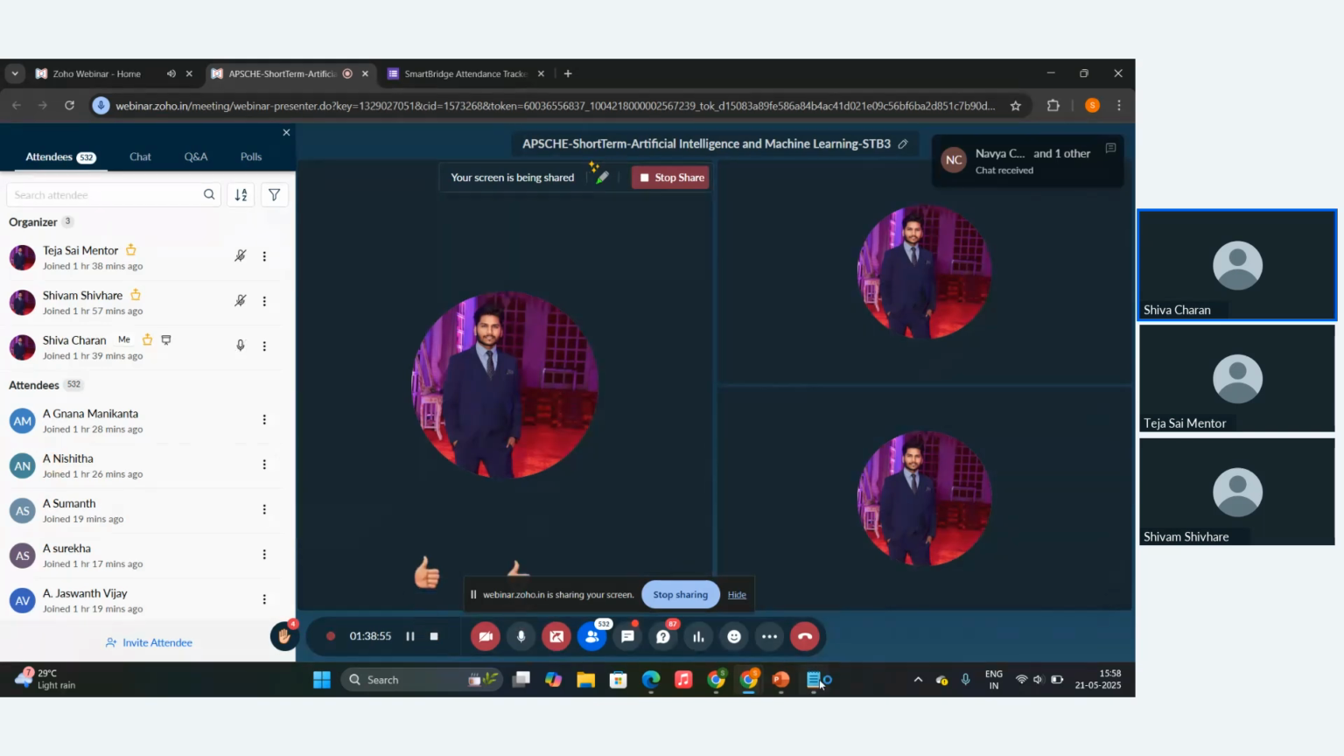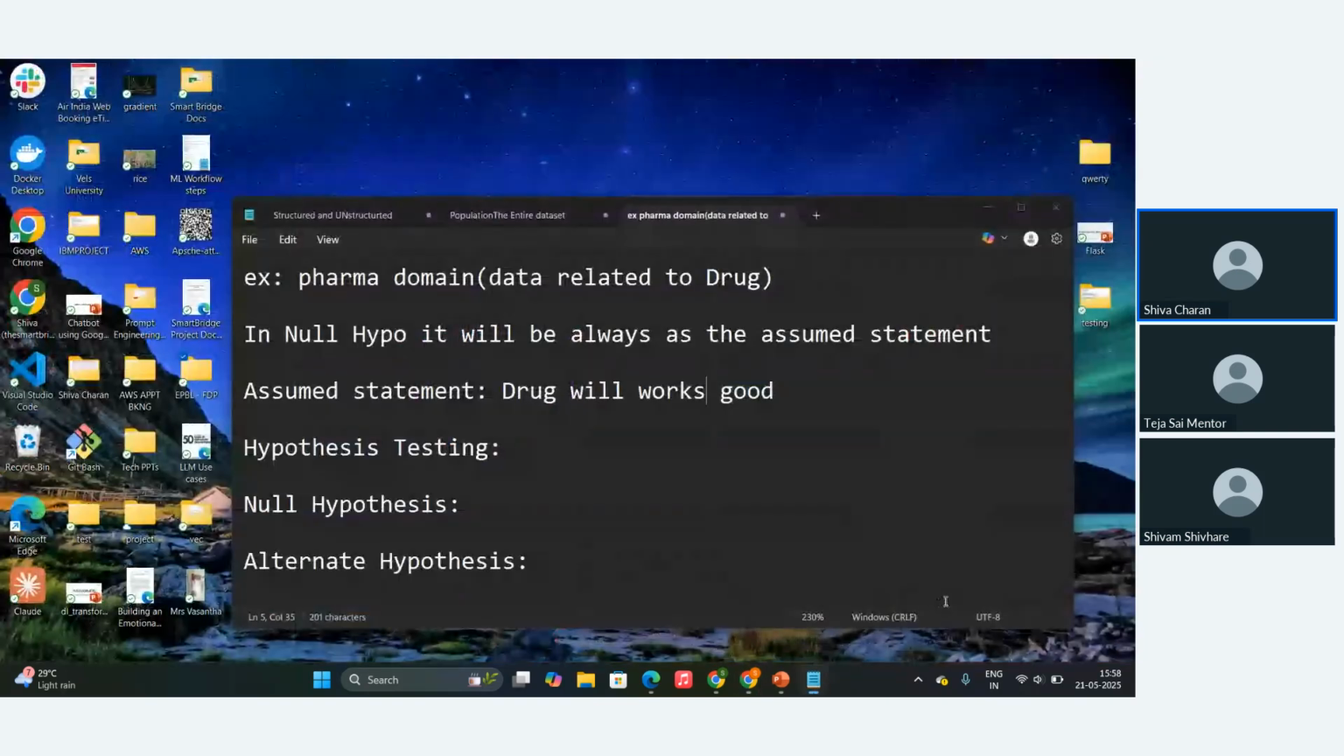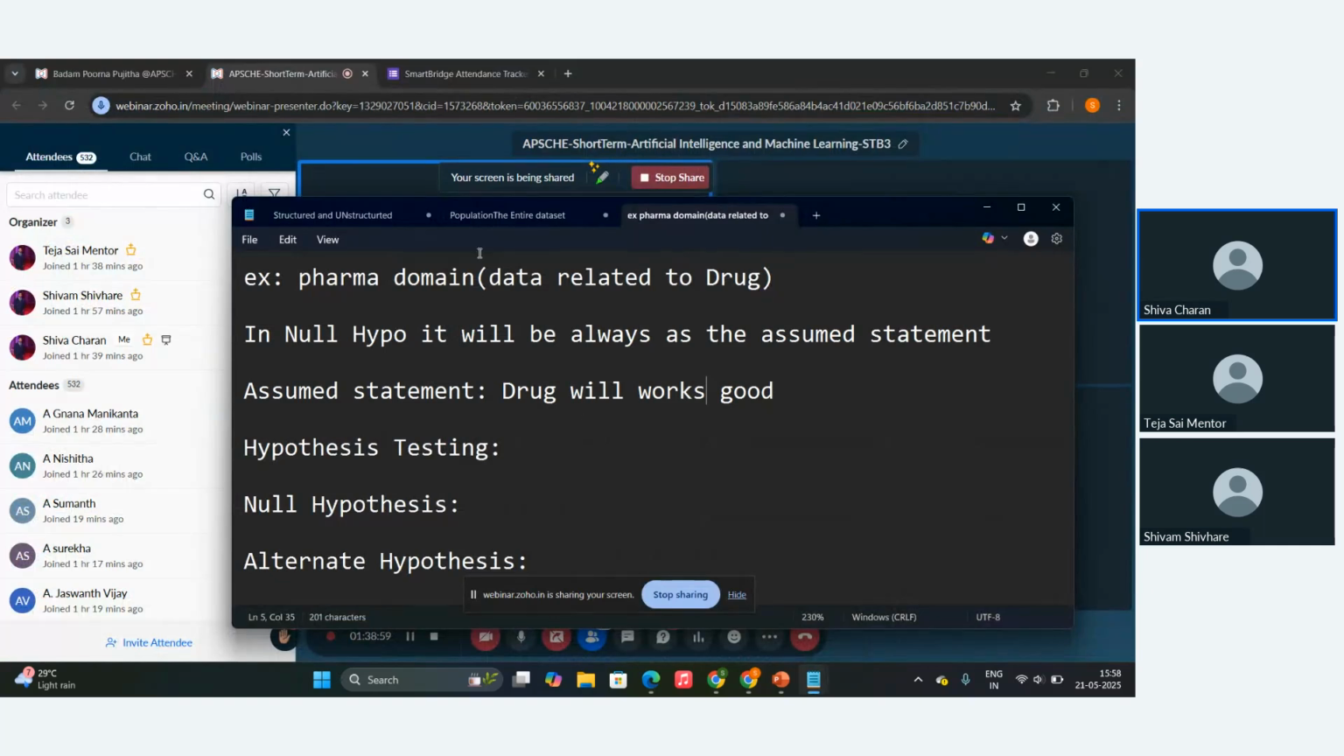Okay, thank you. So where are we again? We have considered an example. We are able to understand what hypothesis testing exactly is, and we are right now considering an example. The data set is related to a drug. We are considering it as a vaccine. So whatever the assumed statement is, it will be the null hypothesis.